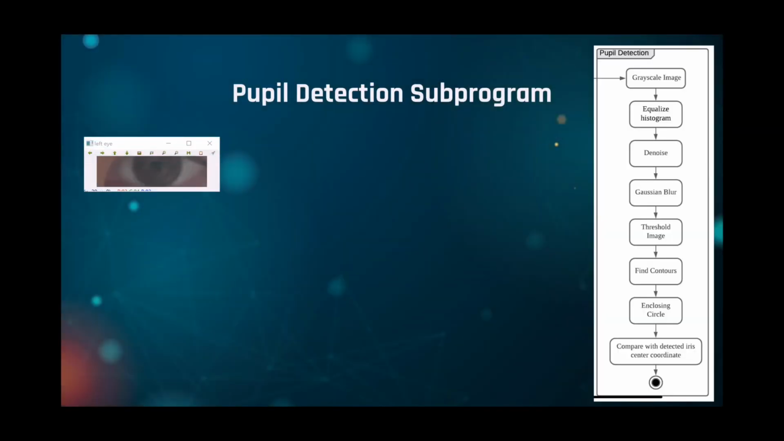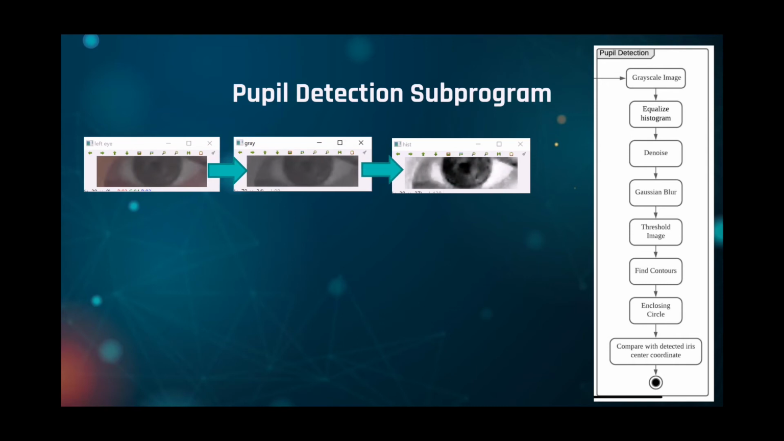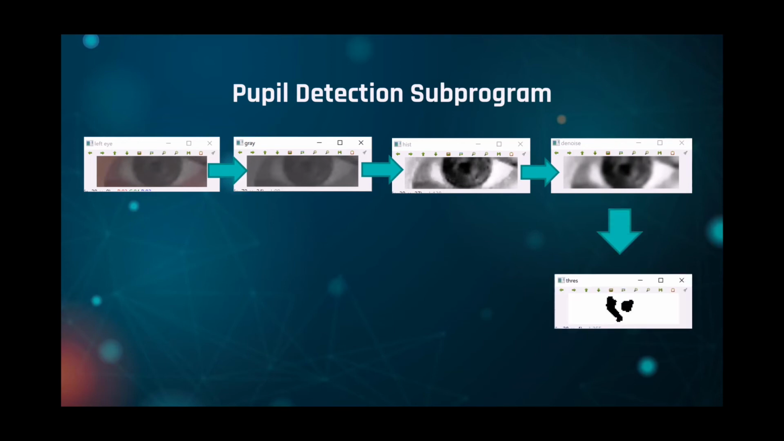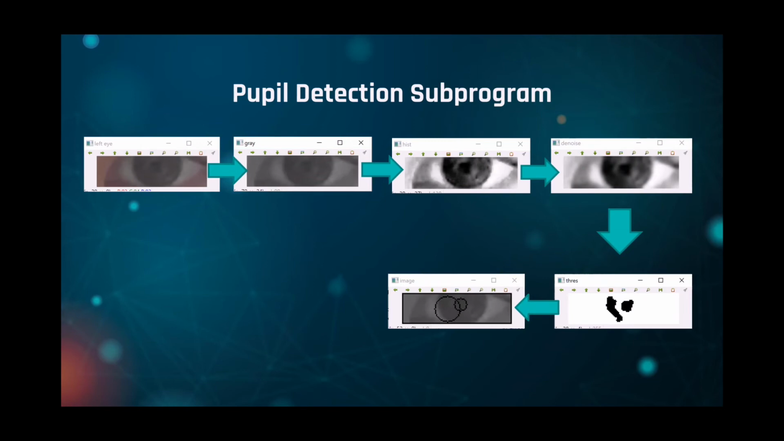Detecting the pupil is similar to detecting the iris, but there are more steps. After the grayscale, the program adjusts the image contrast by equalizing the image histogram and reduces the noise. The thresholding technique here is threshold inverse. The program might find more than one contour. Therefore, the next step is filtering and finding the one which is most likely to be a pupil.